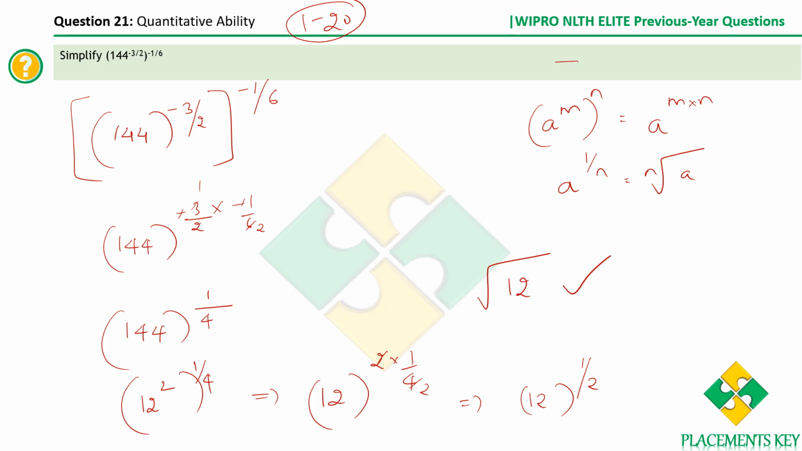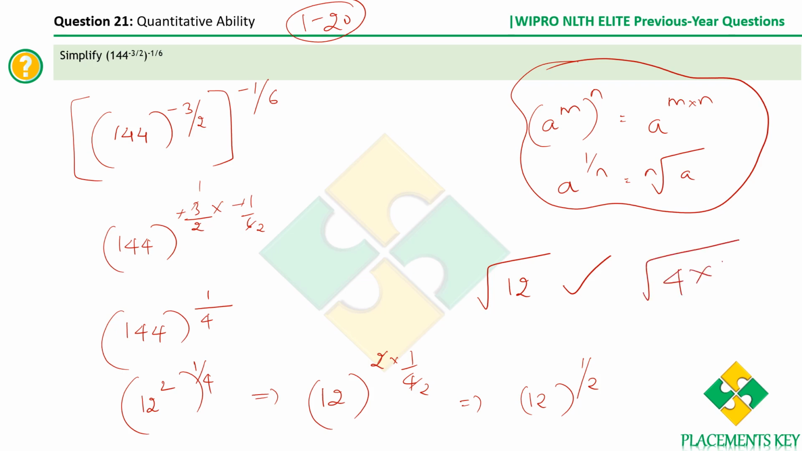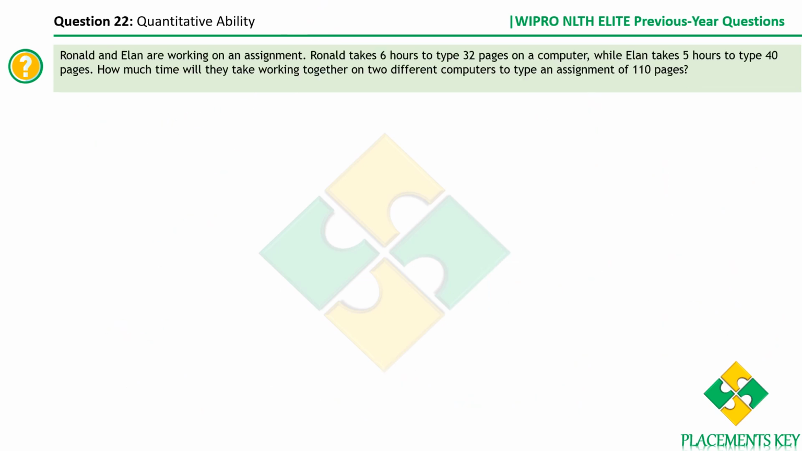So the only two laws of exponents that we have used here are these. Square root of 12, if we can further simplify, we can take a 4 out. Let me write it also. We can write it as square root of 4 into 3, and square root of 4 is 2. So the answer is 2 root 3. This is the simplified form of the answer, square root of 12. Let's move on to the next question.